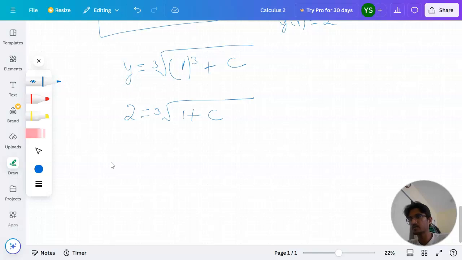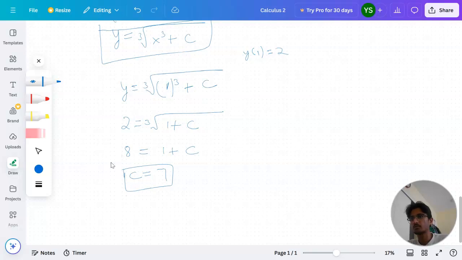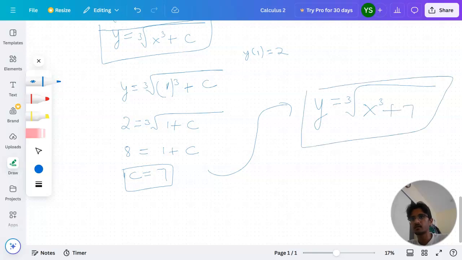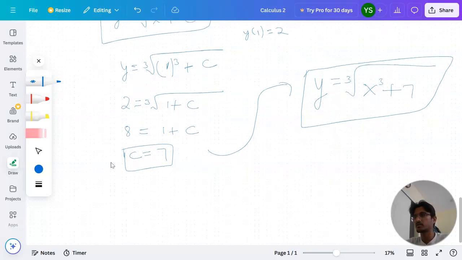And now if we cube both sides, this is going to be 8 equals 1 plus c. And c is going to be equal to 7. So our particular solution for this problem is going to be y equals the cube root of x cubed plus 7. Okay, guys, that's it. That is our particular solution.